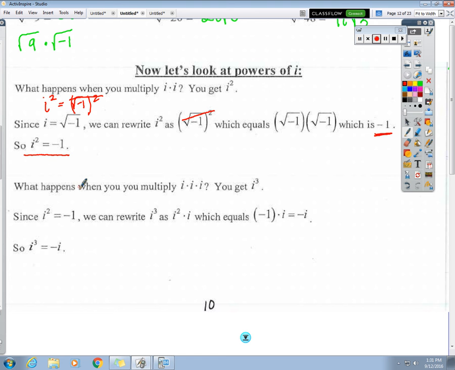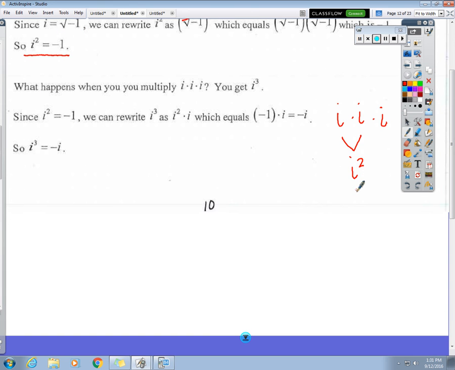So, let's talk about what would happen if you have i times i times i. That would give you i cubed. Well, think about it. If you have i times i times i, that's i cubed, but couldn't we break it down into these two, making i squared? Well, what do you know about i squared? What did we just learn i squared equals? And then that negative 1 is left over with that i that we haven't done anything with yet. And what's negative 1 times i? Just negative i, right? That's why i cubed equals negative i.